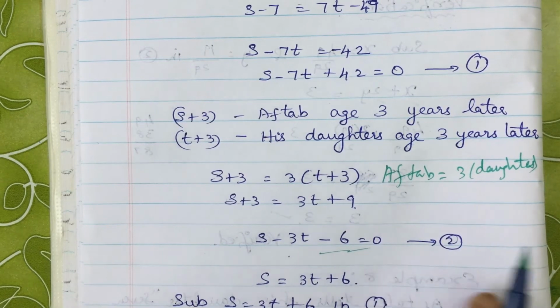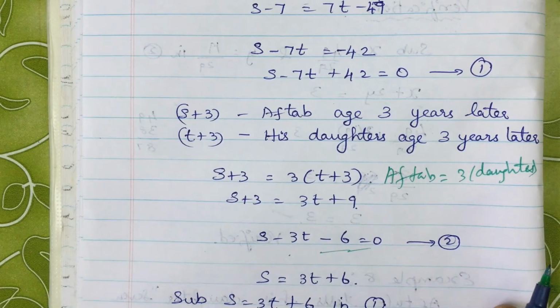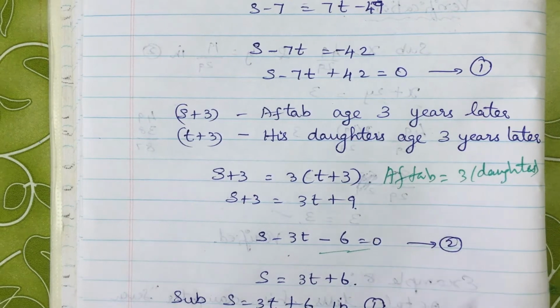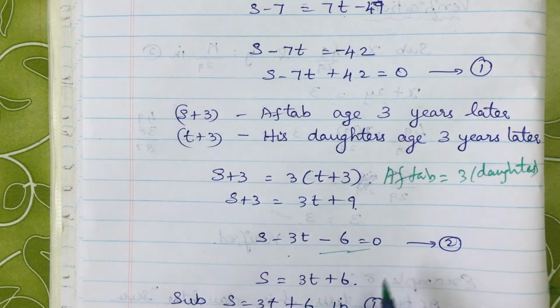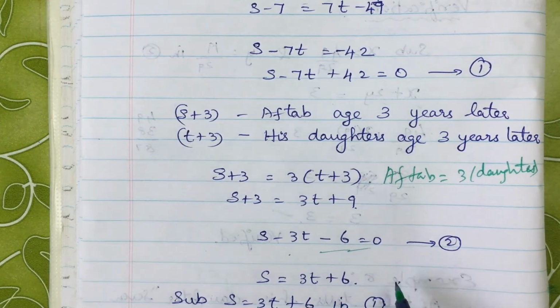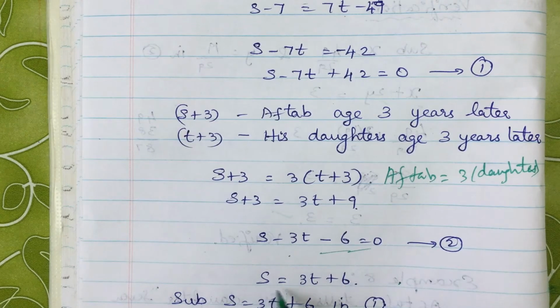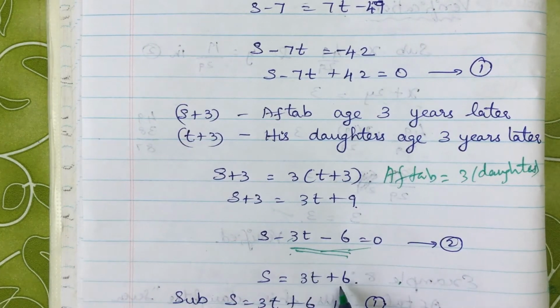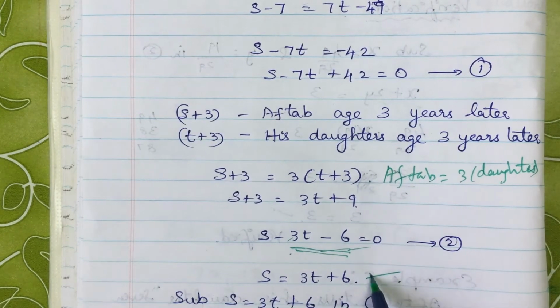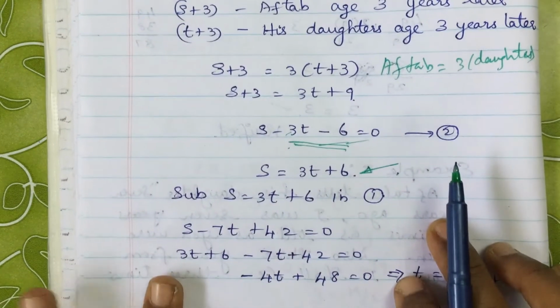So what method are we using to solve this equation? Substitution method. So you have to substitute either for s or for t in the other equation. So what I have done, I have taken the second equation. From the second equation I found out what s is. So I have taken these two terms to the other side. So s is equal to 3t plus 6. This I substituted in equation 1.